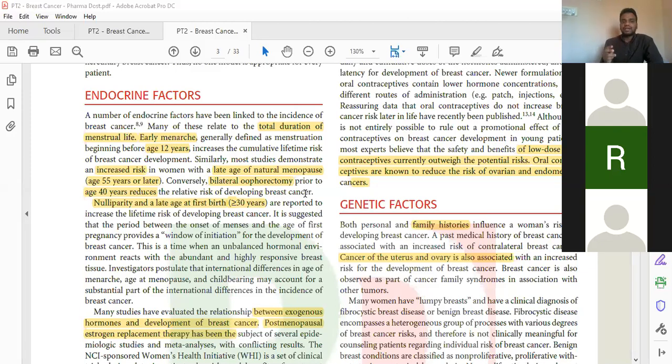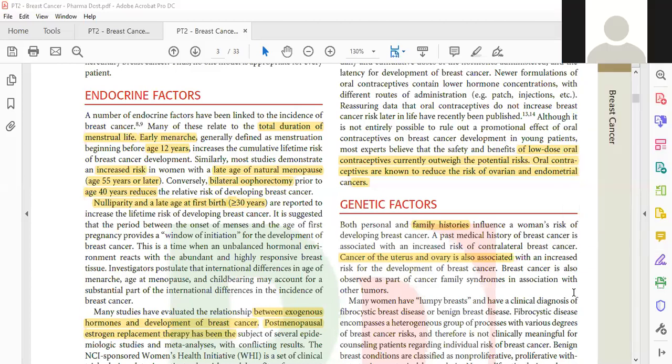Next is nulliparity. What do you mean by nulliparity, Rasmi? Don't know. Okay, Swastika.